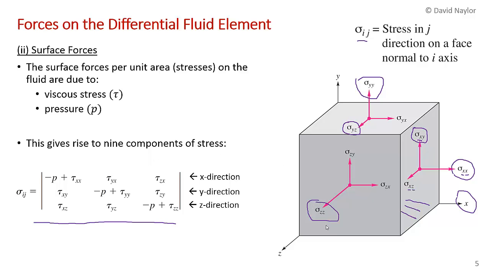These normal stresses here have pressure plus a viscous stress. It's beyond the scope of the course really to go into explaining these viscous stresses, but the pressure you can understand. Pressure acts, of course, inward on the face, and that's why the negative sign is there. So on each face we have pressure acting inwards, and so you'll notice that pressure appears on the diagonal here. So we have pressure plus these viscous stresses on the faces.